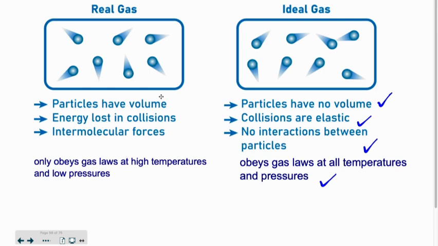When we take a look at a real gas, particles do have volume, energy is lost during collisions, intermolecular forces do exist. However, these gases tend to behave more like ideal gases and obey kinetic molecular theory at higher temperatures and at lower pressures. Why? At higher temperatures, particles have high kinetic energy and they are farther apart. And at low pressures, they are also farther apart and as such behave more like ideal gases.